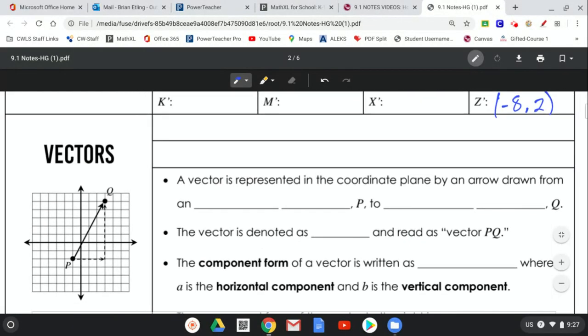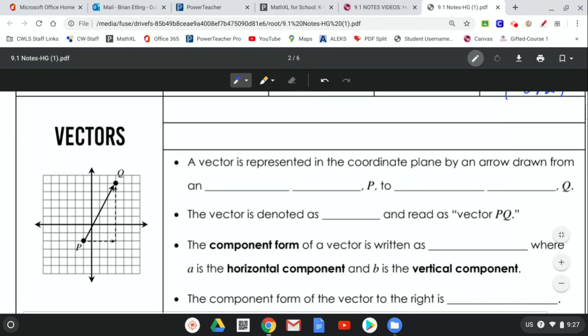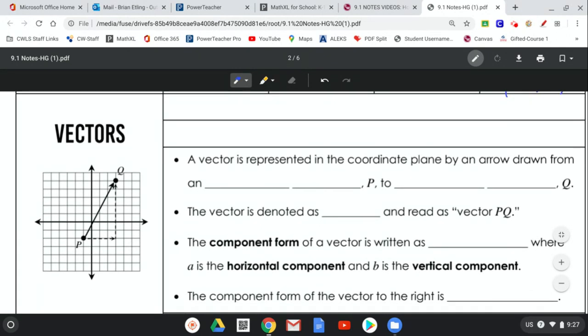All right, so moving on to vectors. Vectors are important, guys, because you're going to see these in physics and sciences and everything like that. So you're going to hear a lot about vectors, I know, especially in physics class.